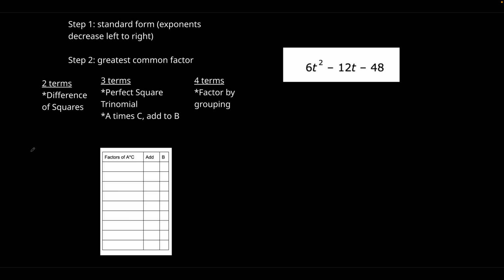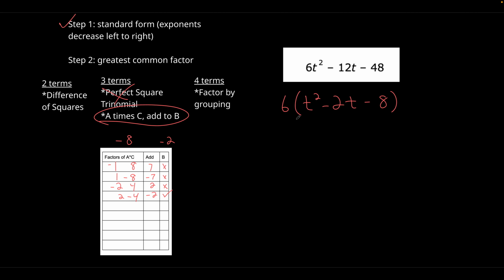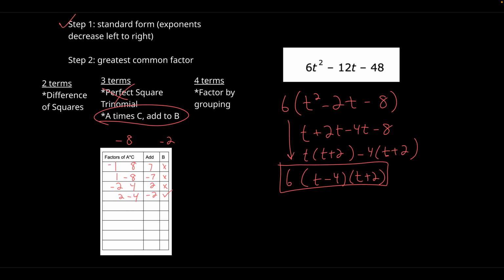All right, last problem type. Is it in standard form? Check. Is there a greatest common factor? There is a greatest common factor here. We need to factor out a 6 before we do anything else. T squared minus 2t minus 8. And now we go through our normal process. Is it a perfect square trinomial? No, it is not. So we do a times c add to b. Notice that we are going to do the a times c add to b only for the part that's in parentheses. Ignore the 6 for now. And then only at the end do we bring the 6 down and put it in the front.